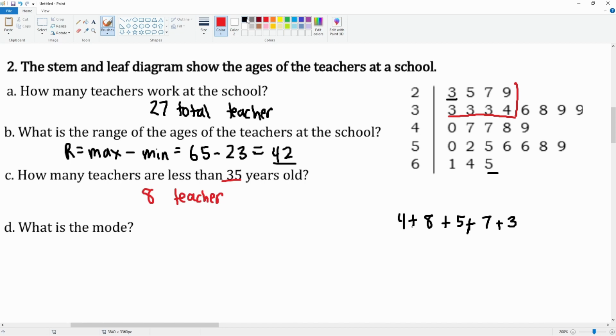What is the mode? Mode means the most often occurring. Right, that looks like 33. Yeah, that looks like the most often occurring. It would be the age of 33 because there are 3 of them. Okay, and yeah, that's it.